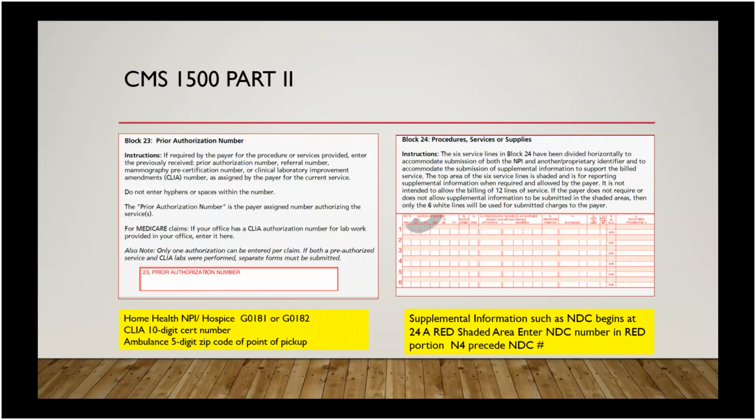Okay, your procedure services. So supplemental information such as the National Drug Classification begins at 24A red shaded area. And you're going to enter the NDC number in the red portion in 4 preceded by that number. So in the areas that are red here, you're actually going to start here and enter all of that information across. That gives you additional space to add. However, most of your information is going to be entered in the white portion, and then your NPI is your rendering provider.